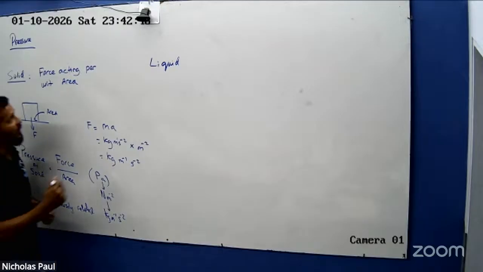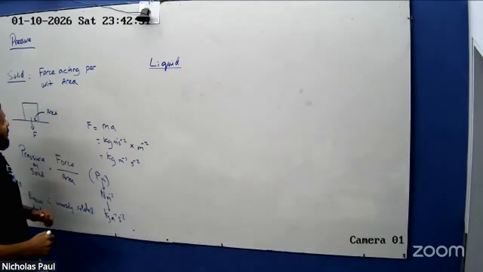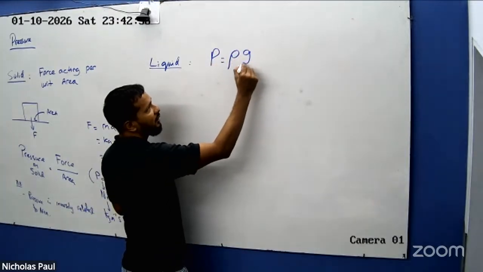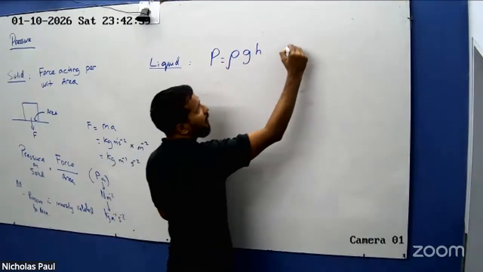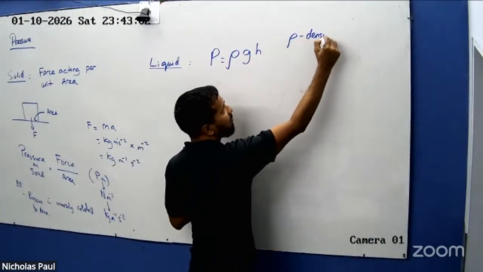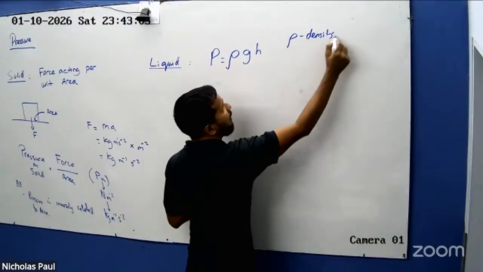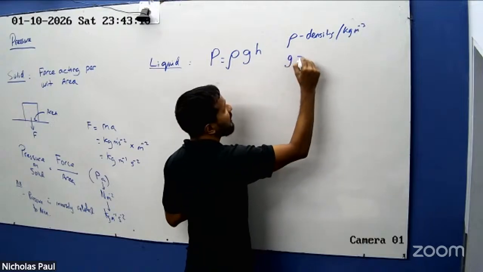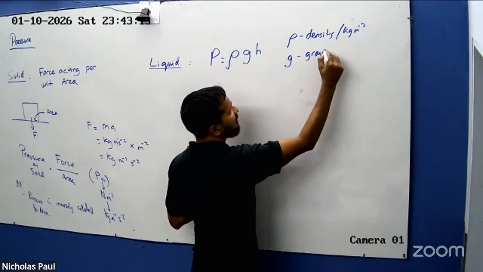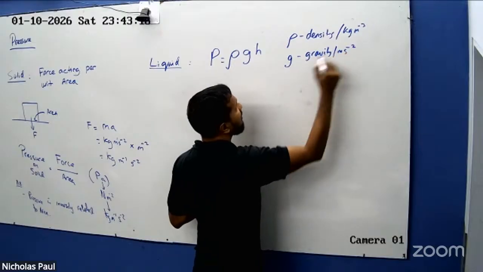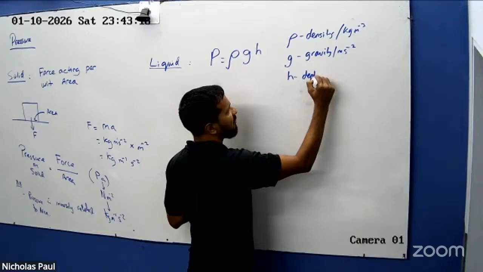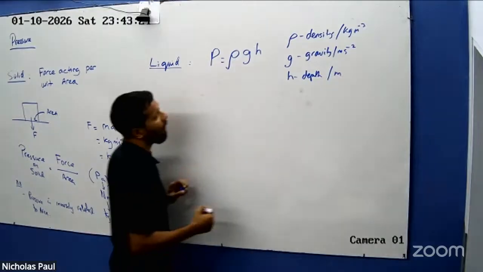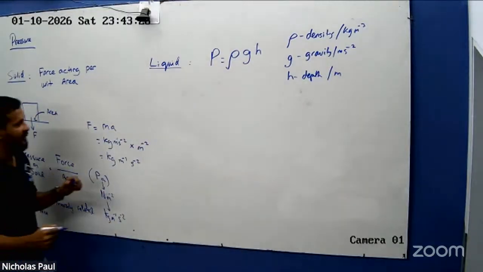Pressure on a liquid now. Same definition, but as I showed you there, pressure is dependent on density, gravity, and depth. Rho is density. I'm writing the unit here in case you forget, kg m to the minus 3. G is gravity. And h is depth. So pressure in a liquid is dependent on that, and we can see it here.